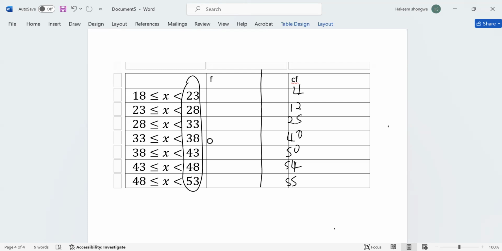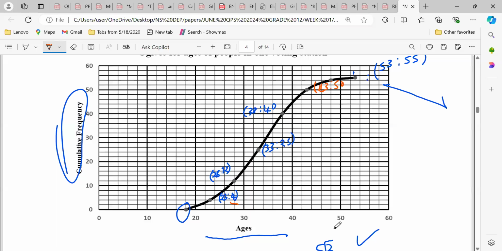Alright, so this is the situation. Now that we're done with the cumulative, we can then go to the frequency. The other question that they usually ask is, is it possible to go directly from the graph to the frequency? Yes, it's possible.